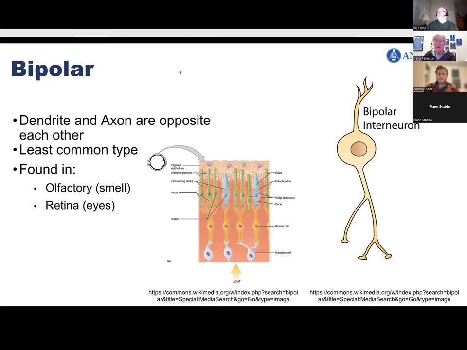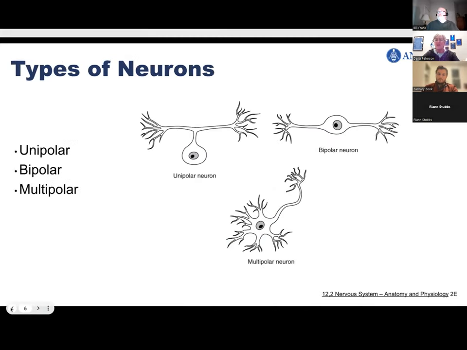And maybe, Zach, if you don't mind, I'll just add to that. When we talk about uni or bi or multi, we're talking about the number of cytoplasmic extensions from the cell body, because every neuron has just one axon. Those numeric prefixes are just letting you know how many cytoplasmic extensions from the cell body you should expect to see for this particular neuron. I think that's really helpful and memorable, so I would definitely make sure that you understood that.